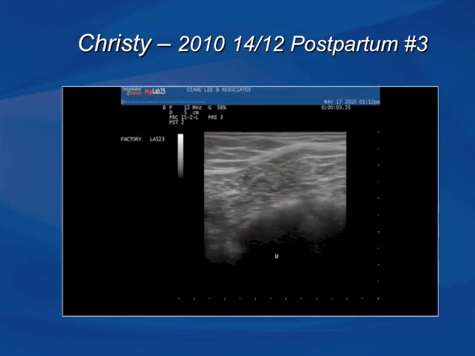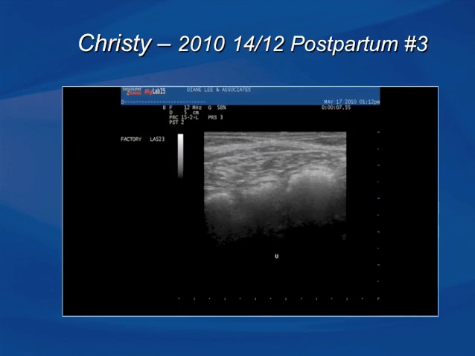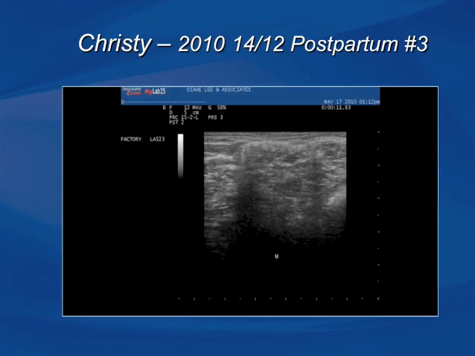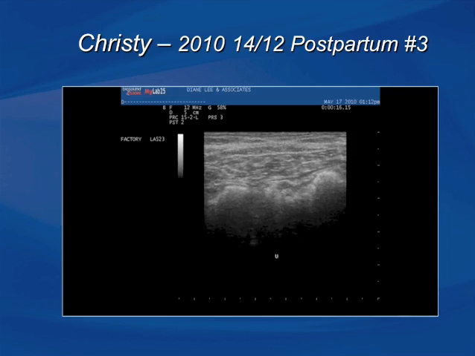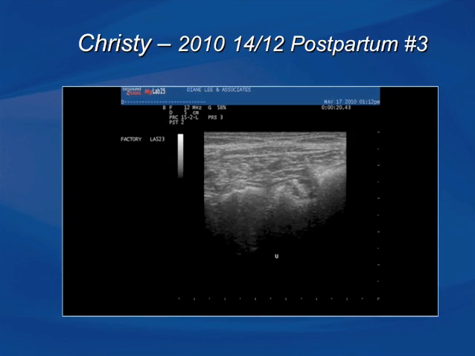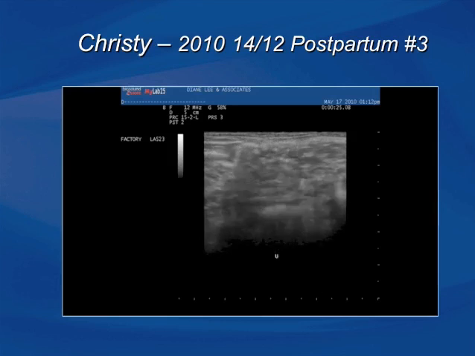Very difficult to discern the medial edges of the rectus abdominis here. The width of the Linea Alba is actually wider than the width of my probe, so it's more than 4 centimeters. And again, when she does a curl-up, absolutely no increase in echogenicity of that Linea Alba. So it was time for her to get her abdominal wall repaired.